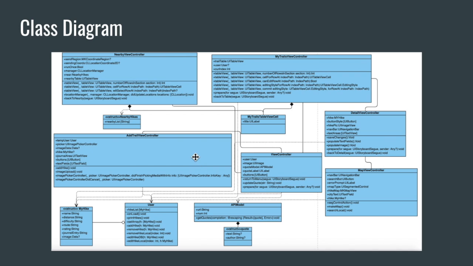And then also the main menu view controller, which is basically just sort of a menu that'll get you individually to the add trail view controller, the nearby view controller, and the my trail view controller.